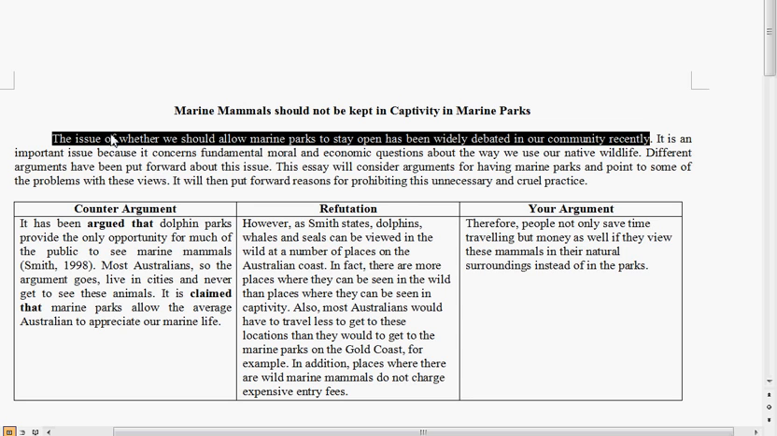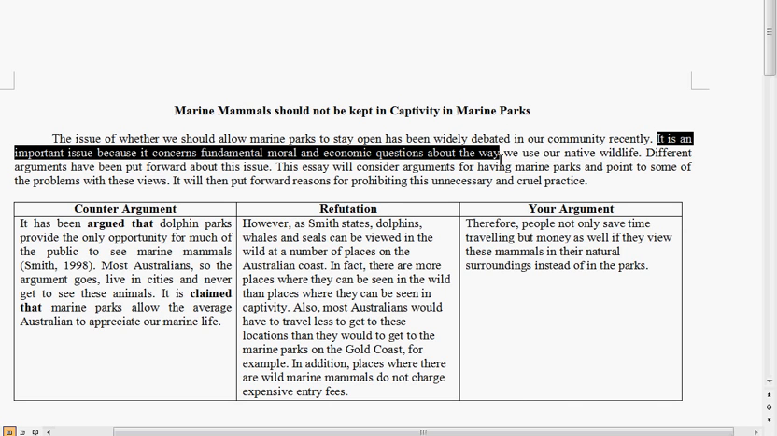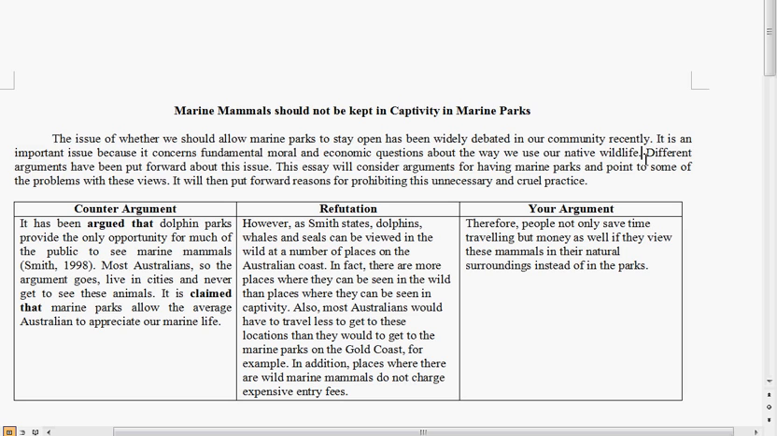Following this line, we get a deeper point about different arguments having been put forth. This tells the reader, when I say different arguments, that this is going to be an argumentative essay. And then more specifically, the real controlling point is that this essay will consider arguments for having marine parks and point to some of the problems with these. And then finally, it makes it very clear to the reader that this is an argumentative essay and that this person is against having marine animals in captivity.